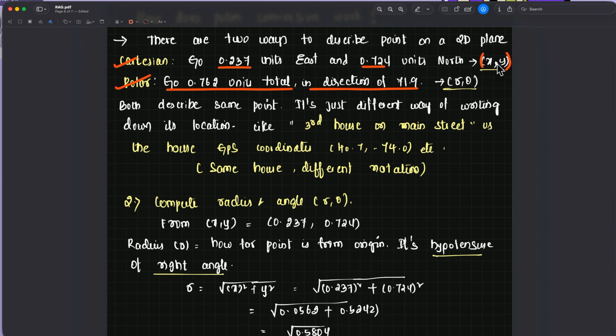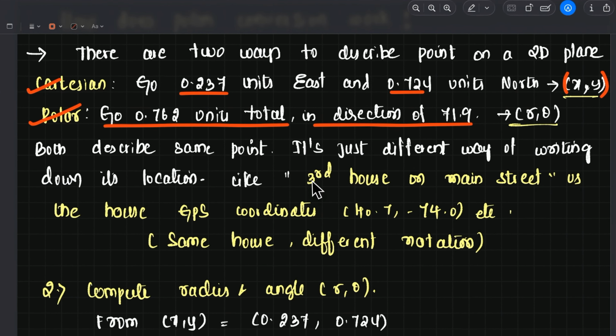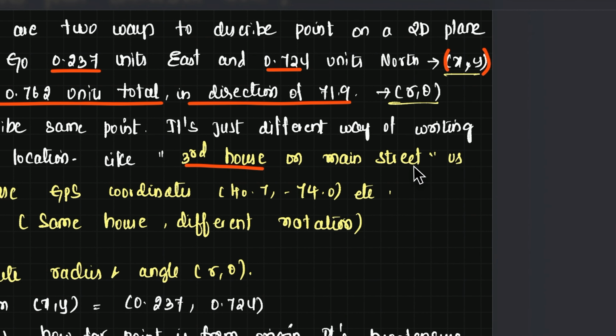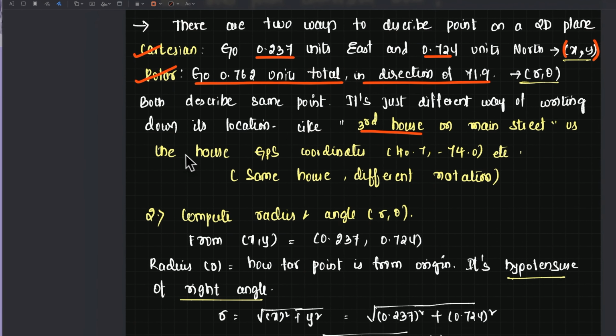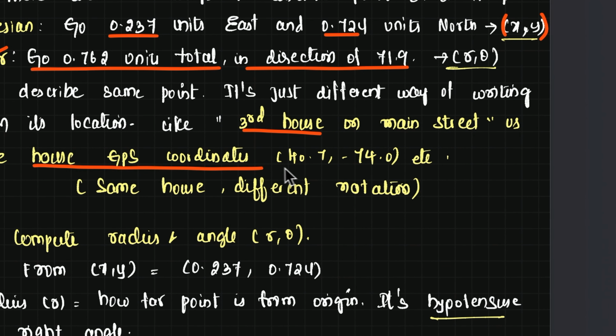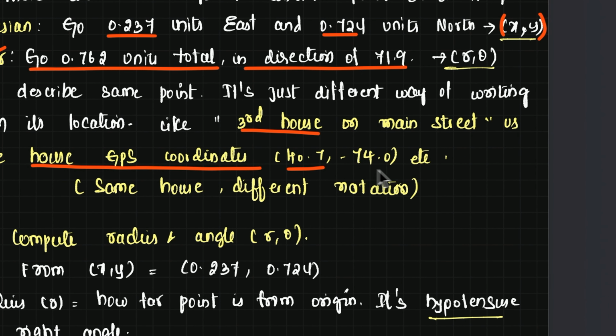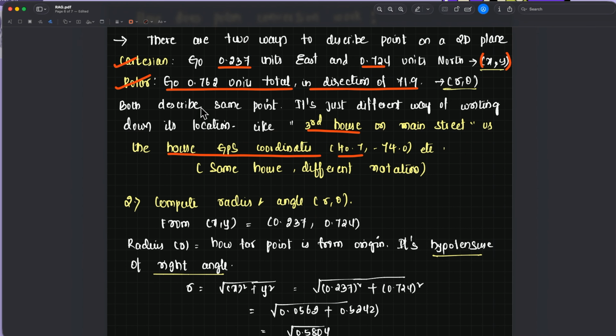One describes it as x comma y, whereas the other describes it as a radius and then an angle. It's just a different way of writing down its location. In simple terms, if Cartesian is something like the third house on Main Street, polar is something like the house's GPS coordinate, 40.7 and something degrees. It's the same location, just different notation between Cartesian and polar.